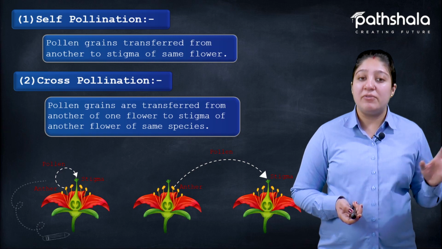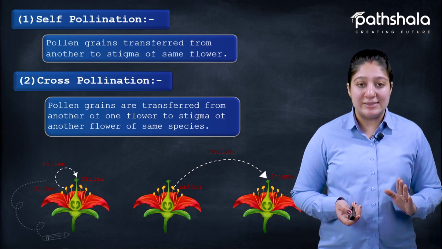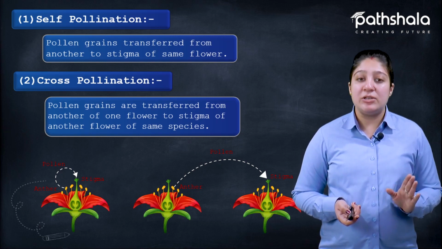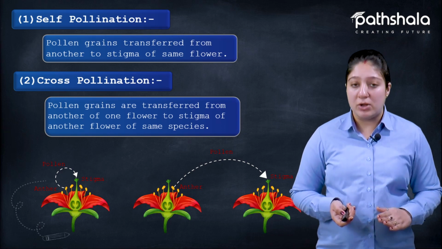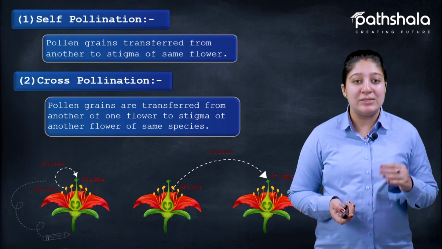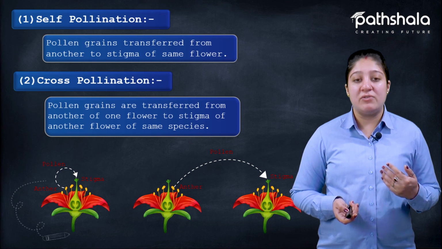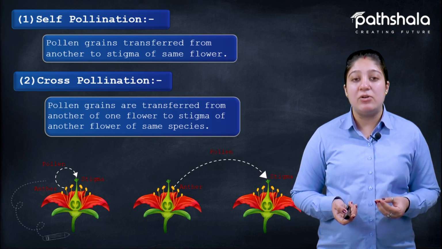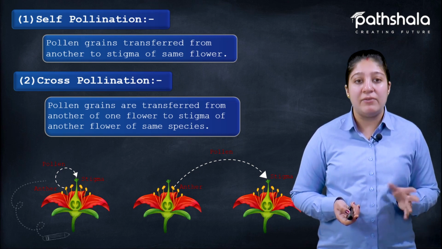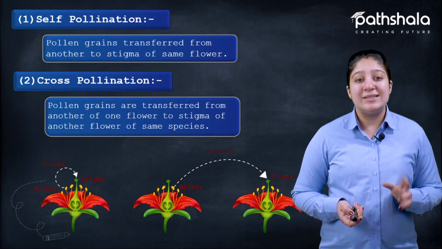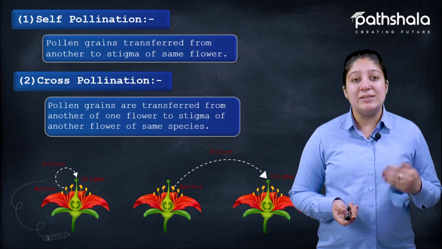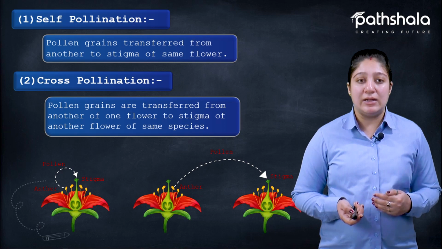Otherwise, if the flowers are of different species, then the pollination will occur, but the further process, which is fertilization, that is the fusion, or we can say the formation of zygote, won't take place if the plants are not of the same species. Right, so that is how pollination occurs.